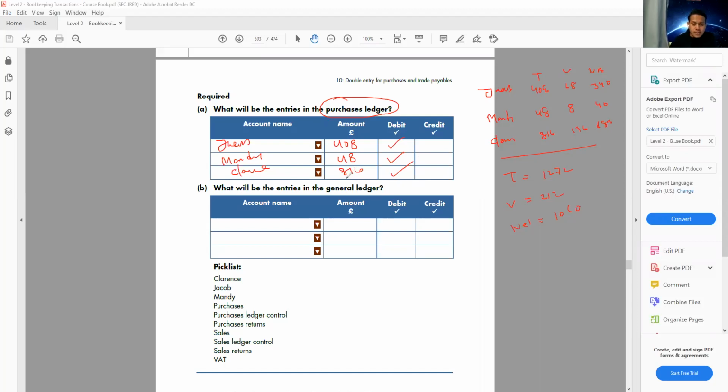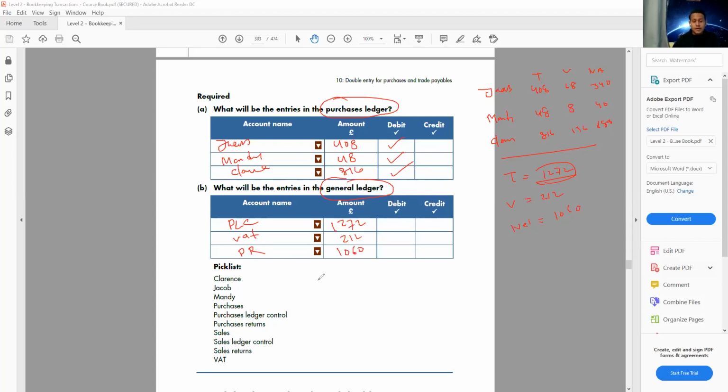And the next question we have is the general ledger. On the general ledger, we need to write the total amount, isn't it? So this time, the purchase ledger control, then VAT, and purchase return. Purchase ledger control is the total amount, 1272, VAT is 212, and purchase return is 1060.